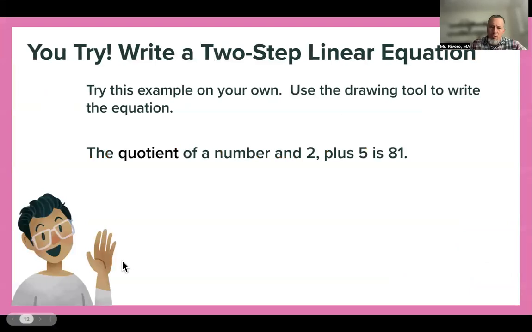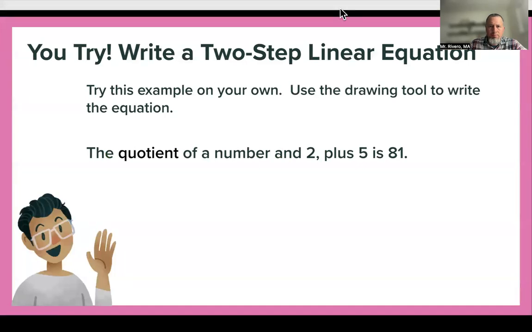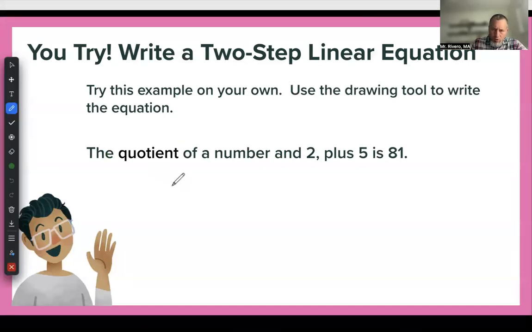Quotient of a number and 2 plus 5 is 81. You're going to try to use the drawing tool to write the equation. Possible solution can look like this. A quotient of a number and 2 plus 5 is 81.